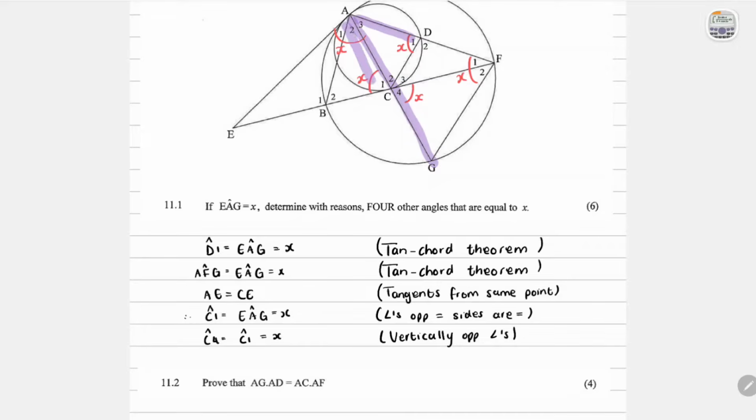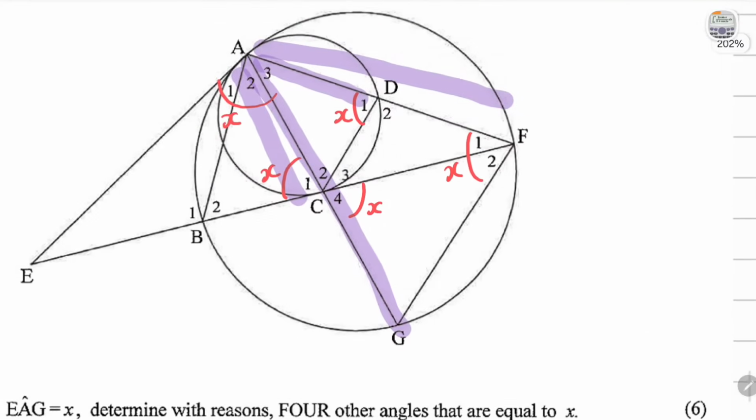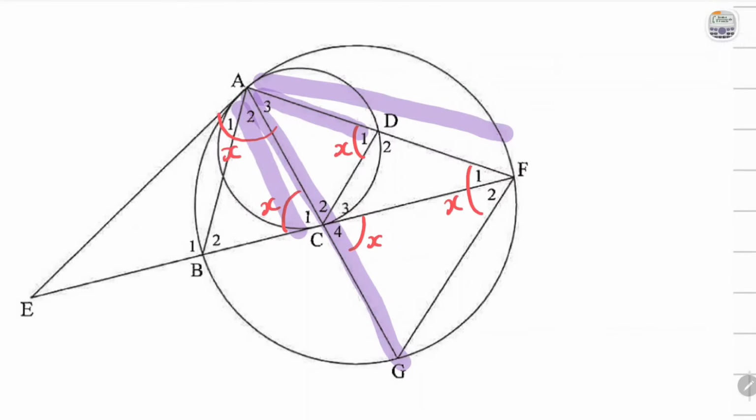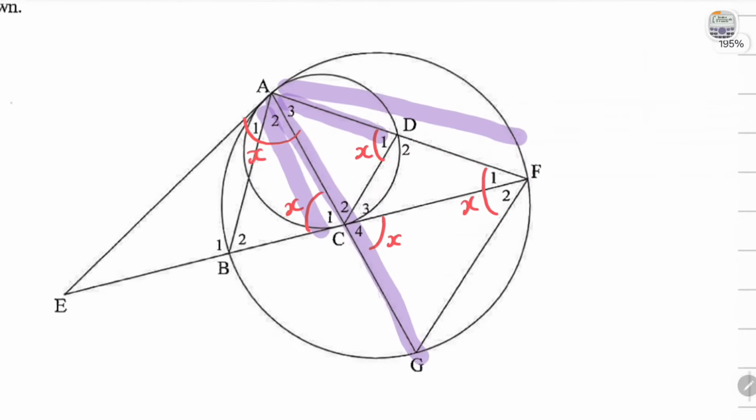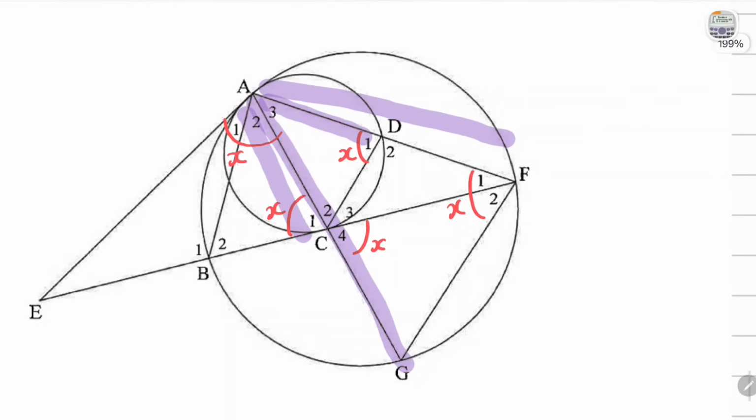AC is this one, and AF is this. So from that, you can clearly see that they use the proportionality theorem. For them to have used that, it means that CD has to be parallel to GF. So can we see a solid reason why those two will be parallel?